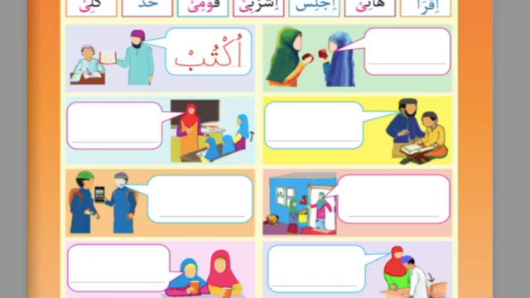And the bottom picture on the right side, there is a female teacher asking a male student to sit down. Okay, so which command verb must she use when she is commanding the student to sit down? Yes, ijlis. Ijlis means sit down, because she is commanding a boy to sit down. So the verb she must use is ijlis. Ijlis. All right.